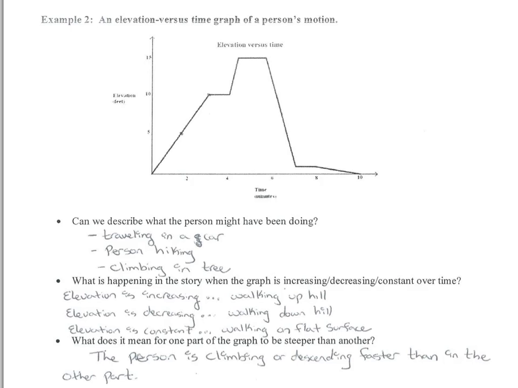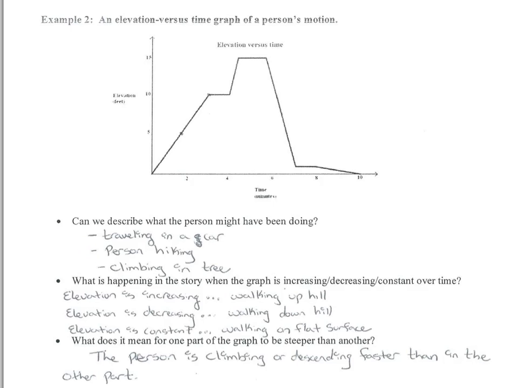Okay, example 2, an elevation versus time graph of a person's motion. So if I take a look at this graph before I look at the question, I see my y-axis is elevation in feet, my x-axis is time in minutes, and it's just an elevation versus time. Can we describe what the person might have been doing? If I look at it, elevation's increasing, then staying the same, increasing, staying the same, decreasing, and eventually gets back down to 0. Couple things that could be happening.